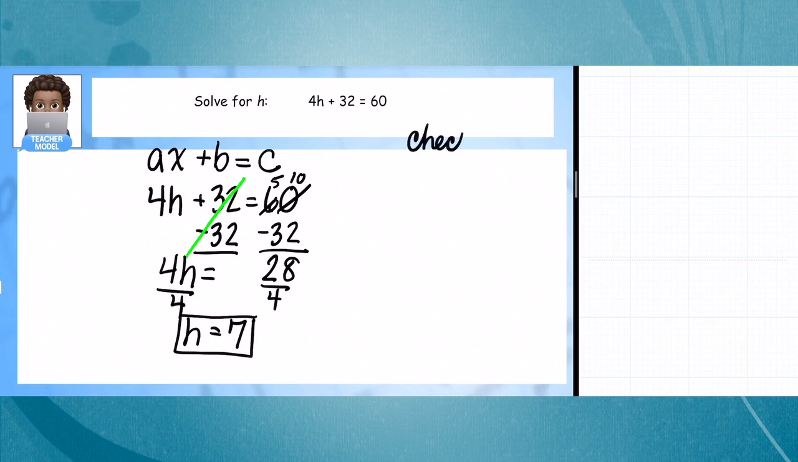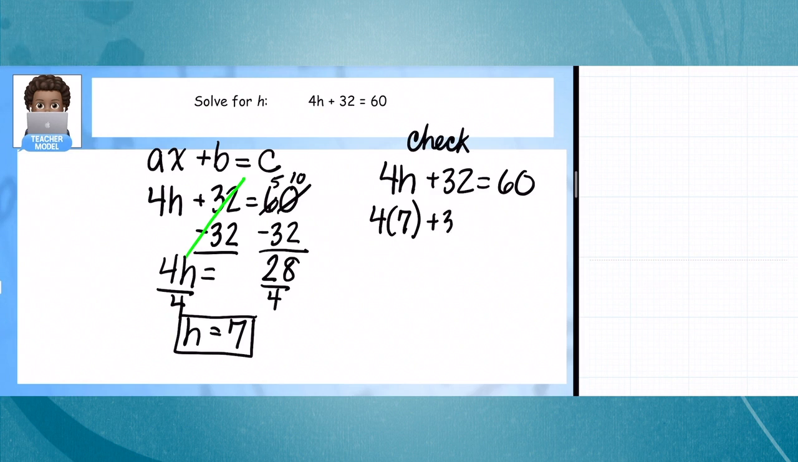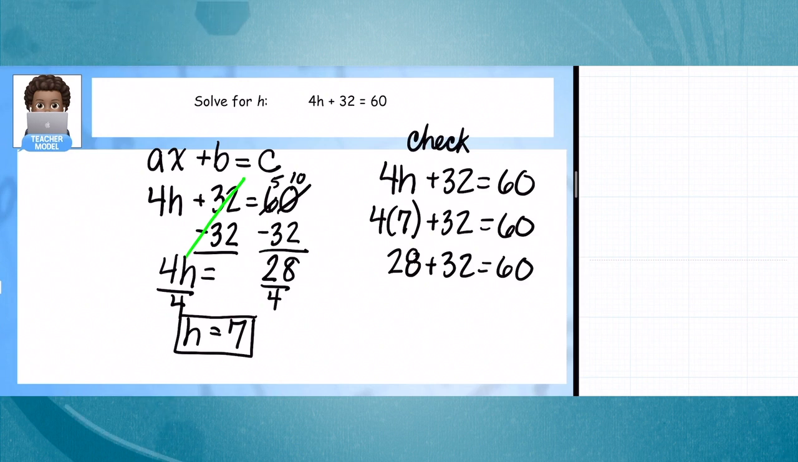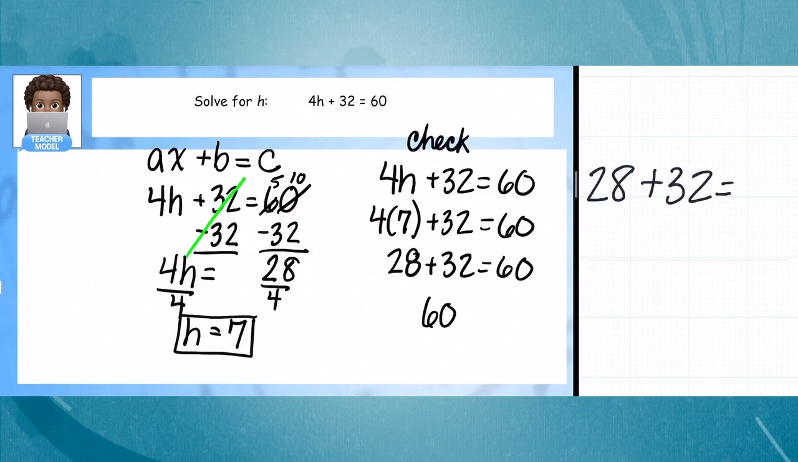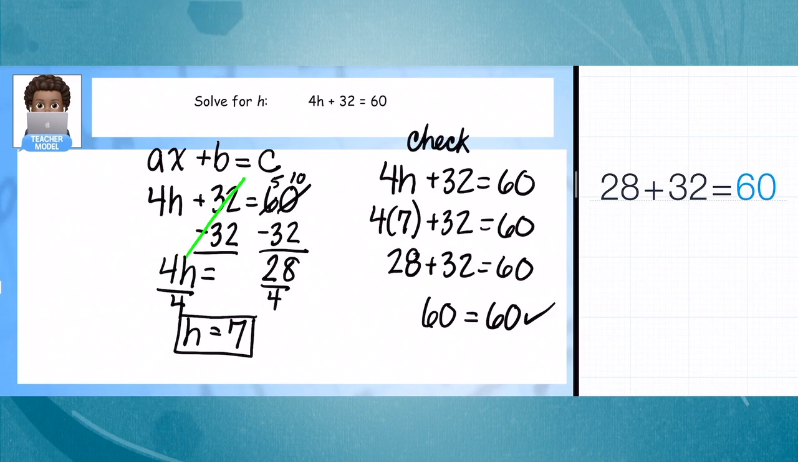Let's check our work. We have 4h plus 32 equals 60. So 4 times 7 plus 32 equals 60. Order of operations, we're going to do the multiplication first. 28 plus 32 equals 60. And yes, 28 plus 32 is 60. There you go, in case you want to see it on our calculator. It is 60. 60 equals 60, so we are correct. Hey, pause so you can jot this down.